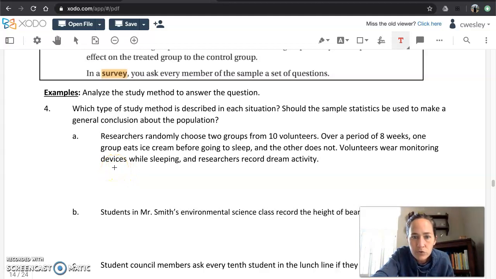Researchers randomly choose two groups from 10 volunteers. Over 8 weeks, one, I like this, eats ice cream before going to bed.